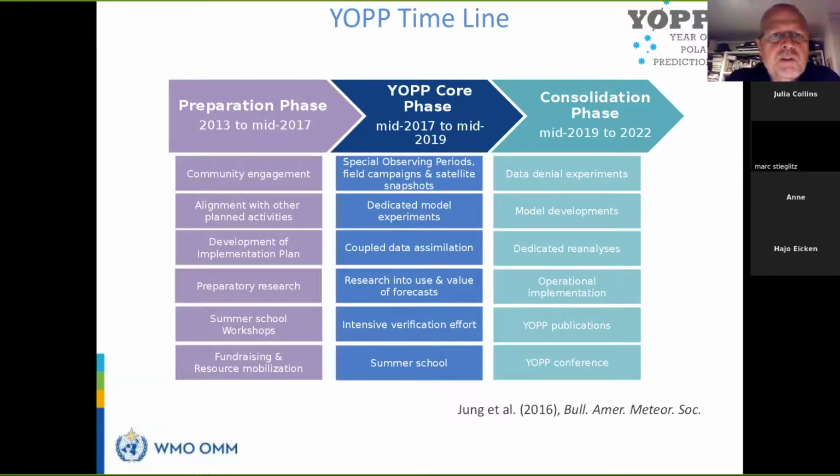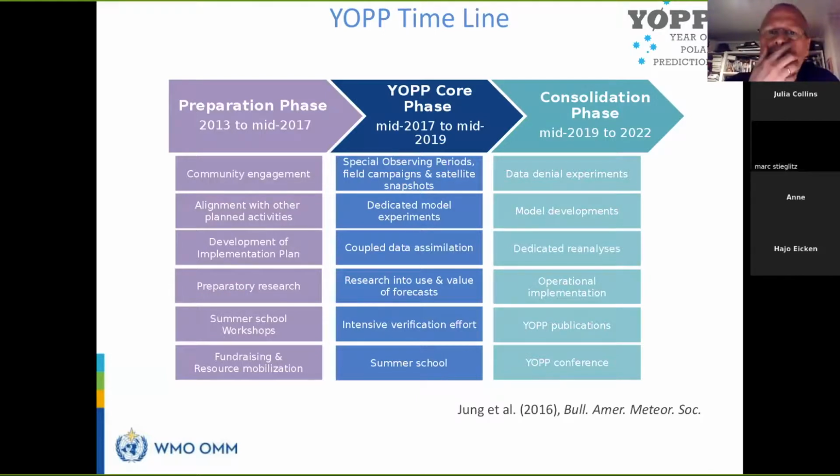There was a preparation phase from 2013 until mid-2017, where there was community engagement, alignment with other planned activities, development of an implementation plan, etc. So when I start presenting the data management system later on, that was actually the reason why I got into YOPP data management: I was following the IPY. The WMO started the WMO Global Cryosphere Watch as a legacy more or less of the International Polar Year. And through that, we've developed a data management system bridging between the operational and the science communities. And this was needed. A similar system was needed by YOPP. So that was why we were engaged in the YOPP development as well.